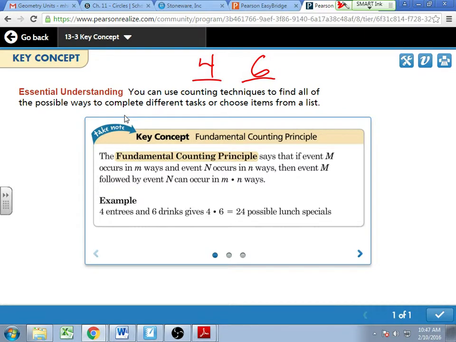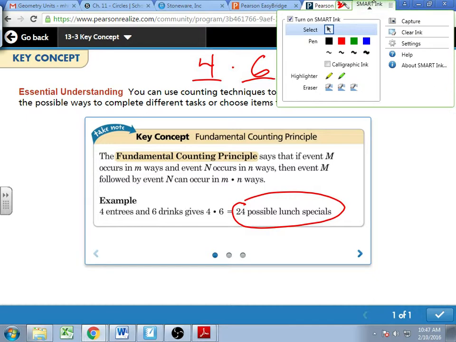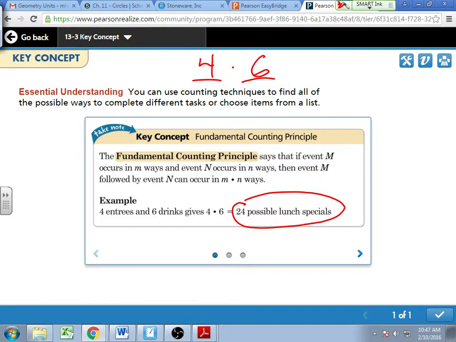Because my first option and my second option are not related. In the addition of the chemicals, they were all related. So I just say I've got 4 choices there, 6 choices there, I multiply them, and I get 24 possible lunch specials to make. The fundamental counting principle really just says take the amount of options that you have for your choices and multiply them together.